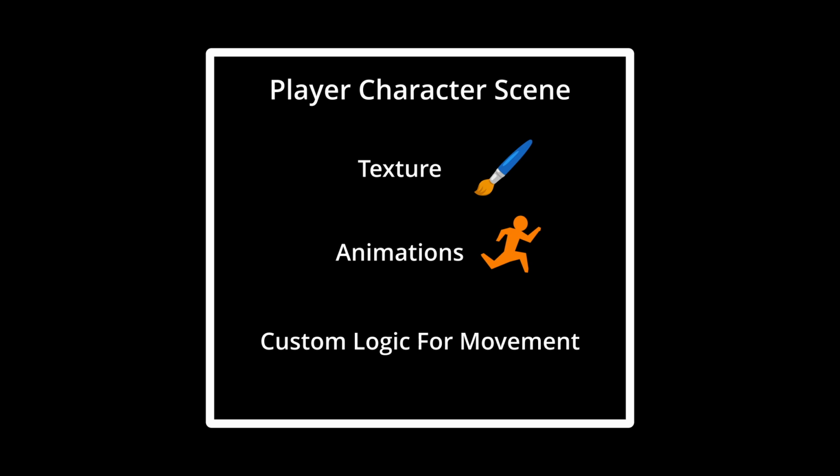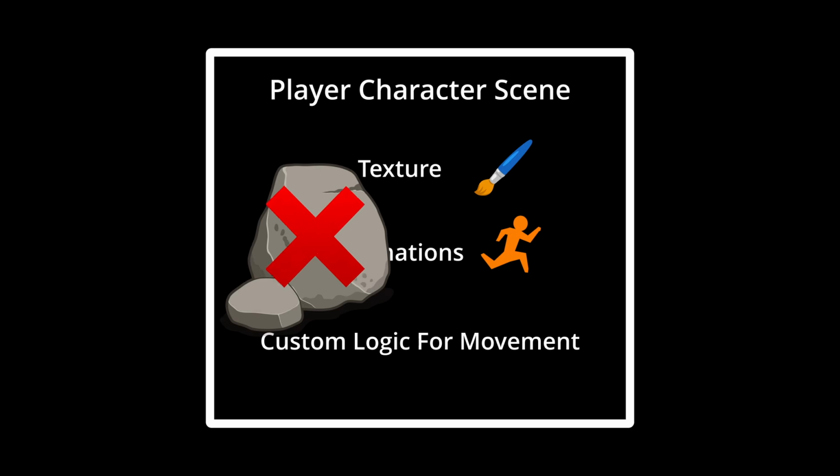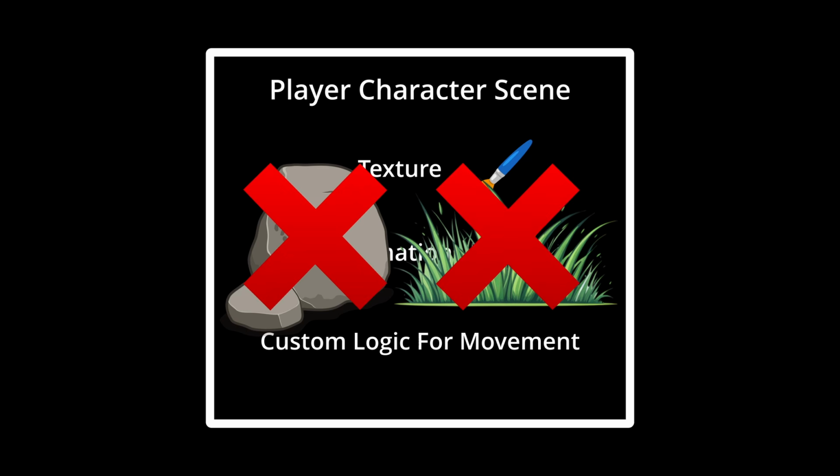Another example, a player character scene that contains the texture of the player, the animations it has, and the custom logic that is attached for movement. So in this case, instead of a full game level, you can imagine just a single character that can be controlled and moved with the keyboard and mouse. Only that. There are no rocks here and no grass. The player is a separate entity and only when it's finished we add it to the game level scene where it can interact with the rest of the level.